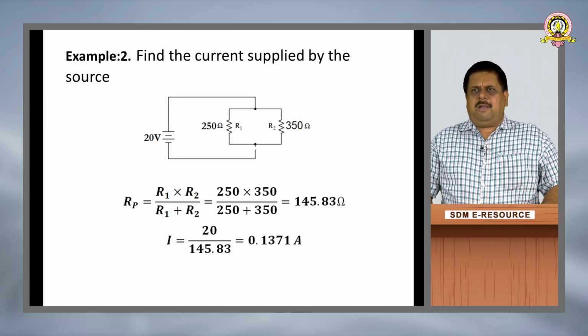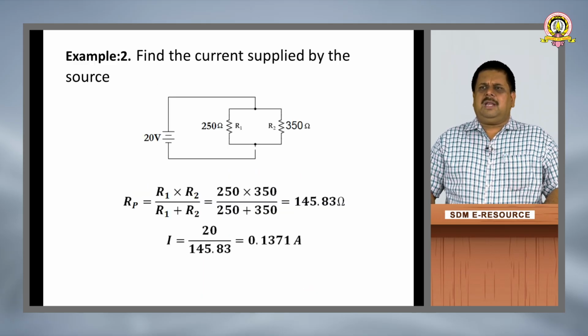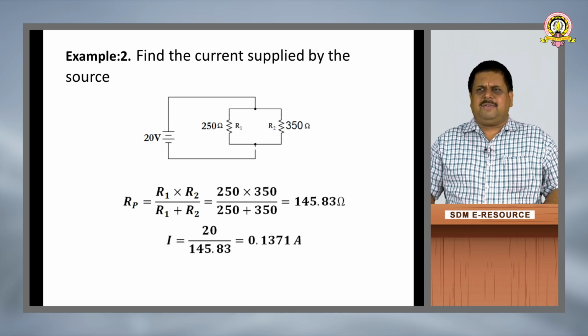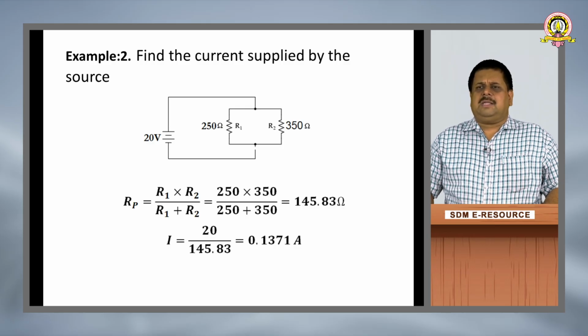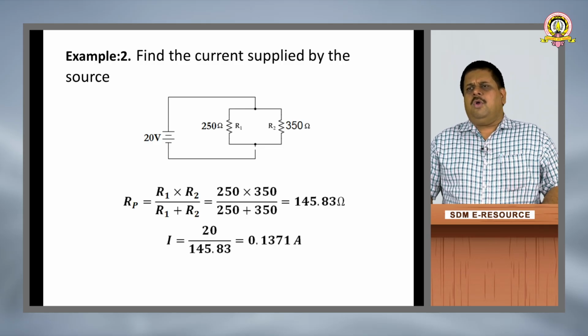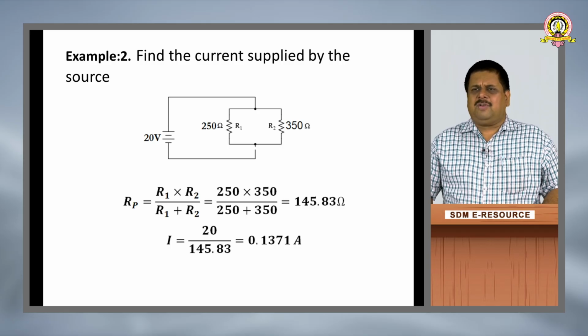Let us take the example. Find the current supplied by the source. Here two resistances 250 ohm and 350 ohm are connected in parallel across 20 volt battery source. Total resistance of the parallel combination Rp will be R1 into R2 divided by R1 plus R2. That will be 250 into 350 divided by 250 plus 350, that is equal to 145.83 ohm. Therefore, current is equal to V by R, 20 volt divided by 145.83 ohms will give you 0.1371 amperes.